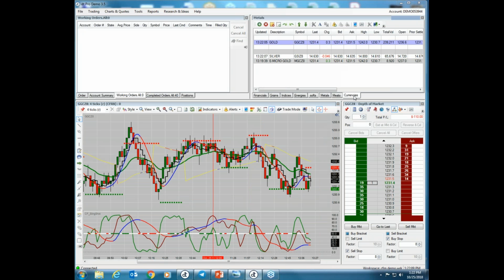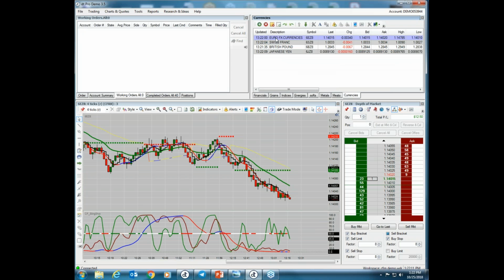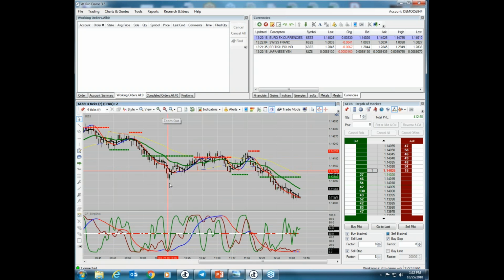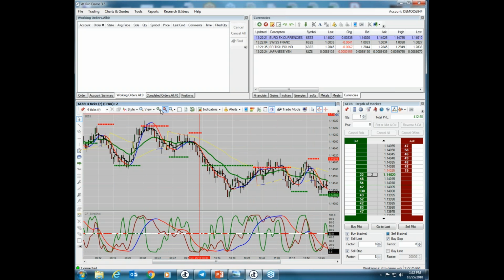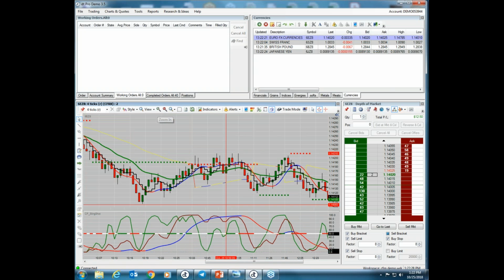Gold is off the table. I'm going to go to the euro currency. This is an easy and obvious one, right? Are we trending? Absolutely. I get in the habit of zooming out. There's nothing over here, right? Earlier, if we were looking at this, I'd say we're in chop. Nothing's going on. We're sideways.